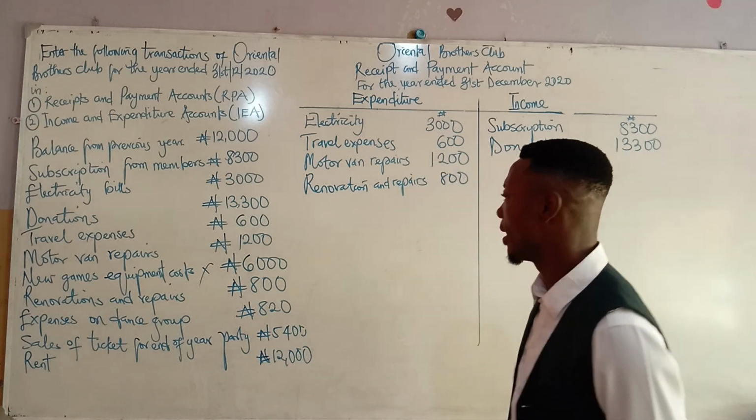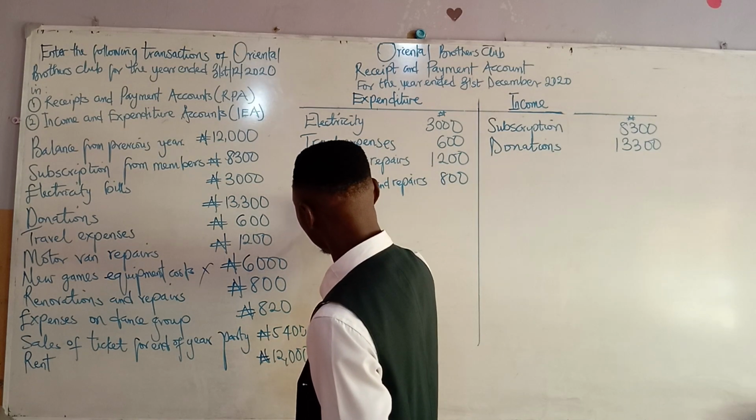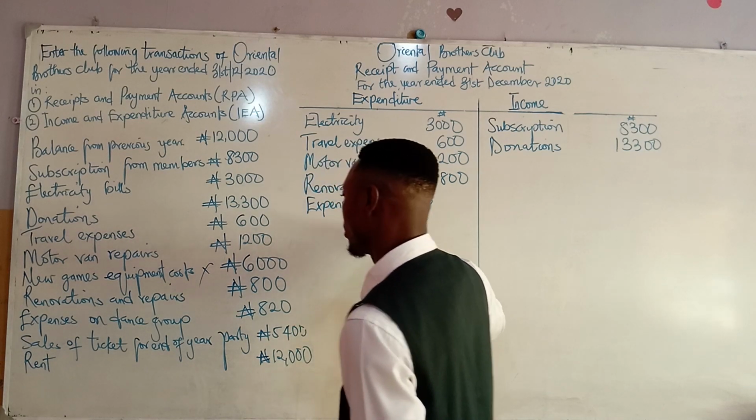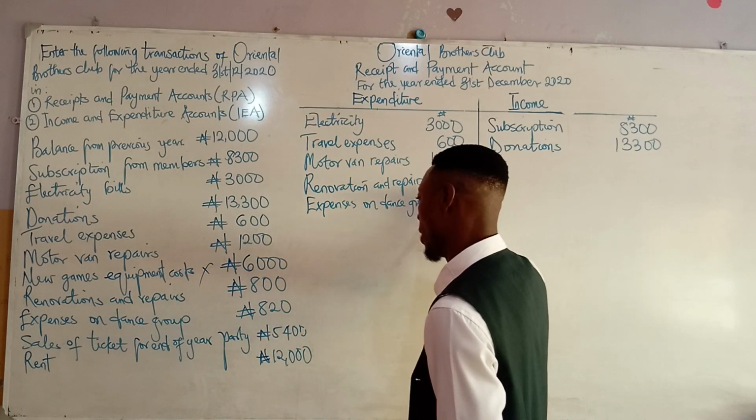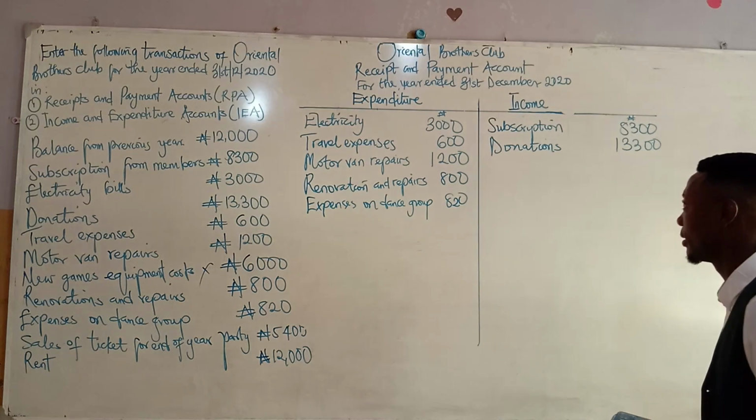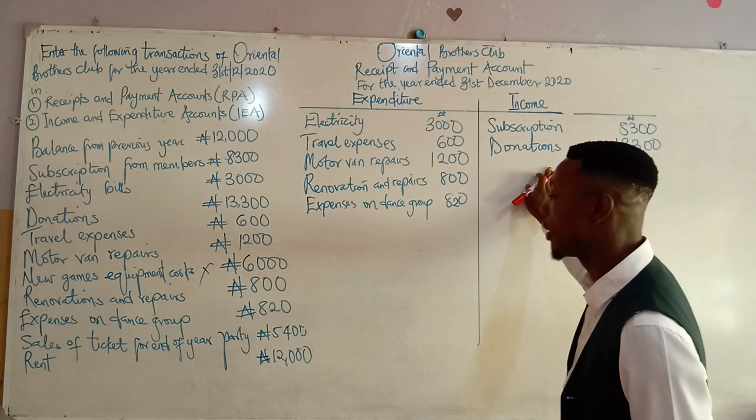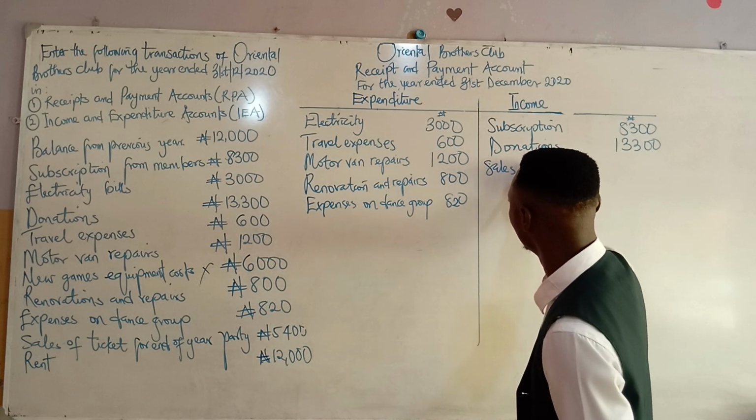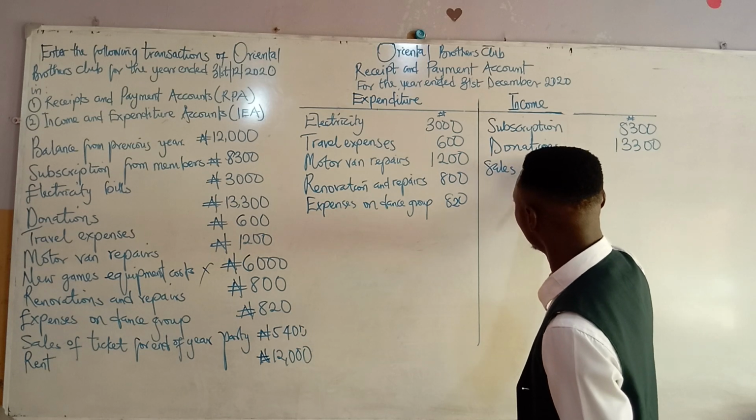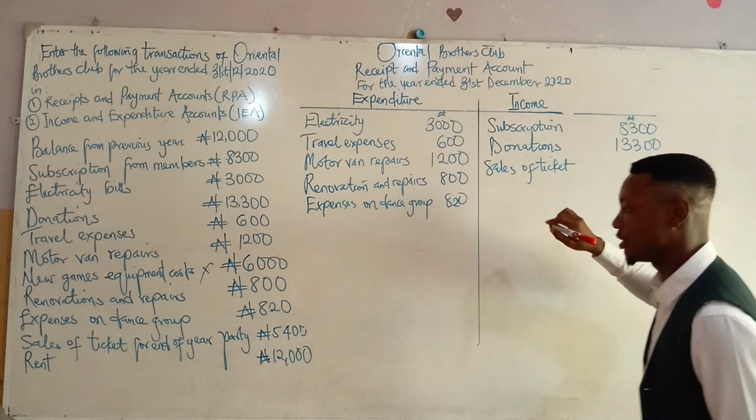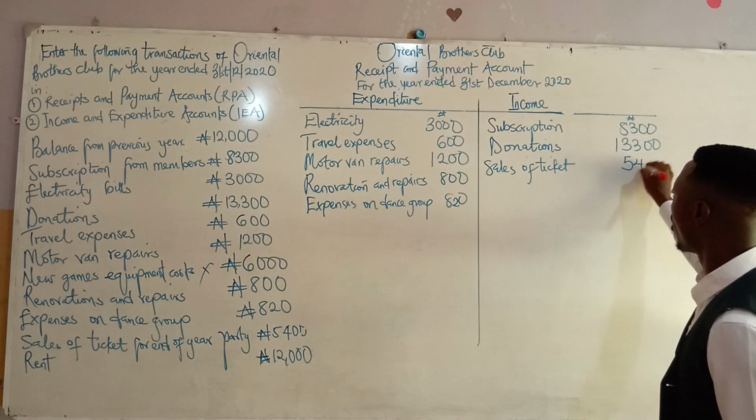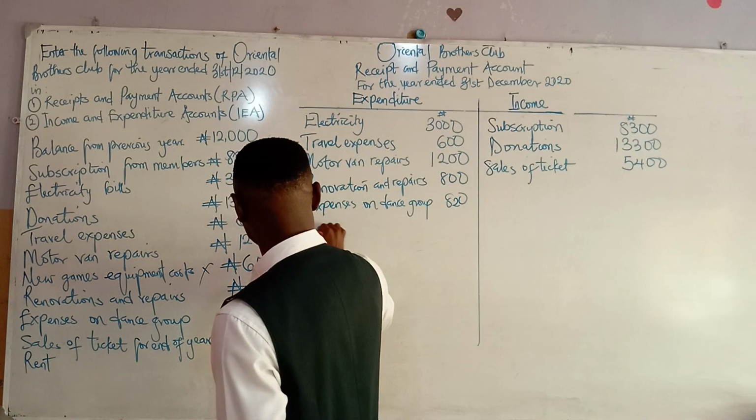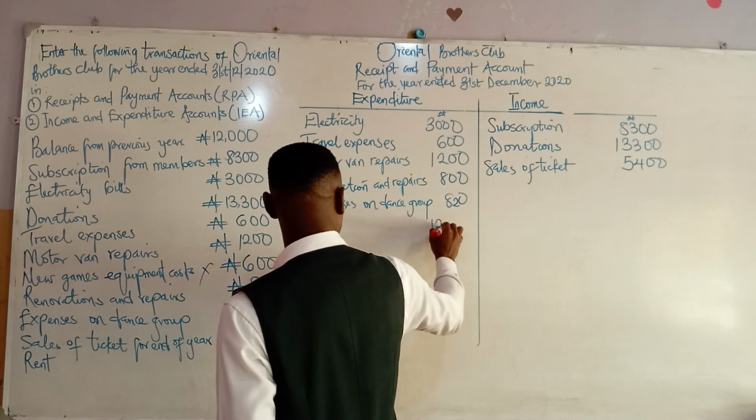Then we have expenses on dance group. Expenses on dance group amounts to 820. We have sales of tickets for the end of year party. It increases our revenue, so it goes into the income column. So we have sales of tickets, which amounts to 5,400. And then we have rent. Rent is an expense. So our rent is here. Rent is 12,000.